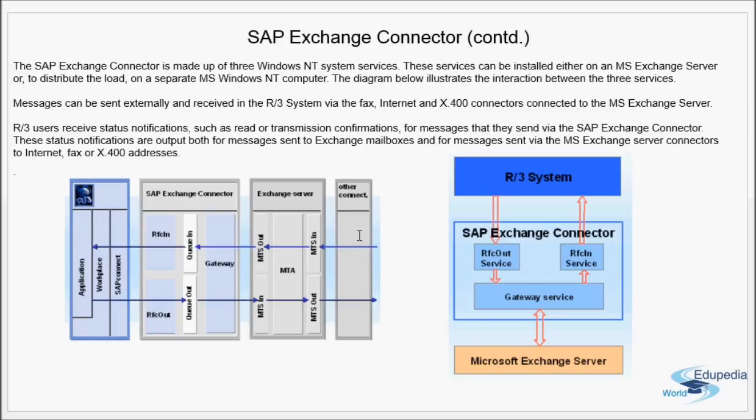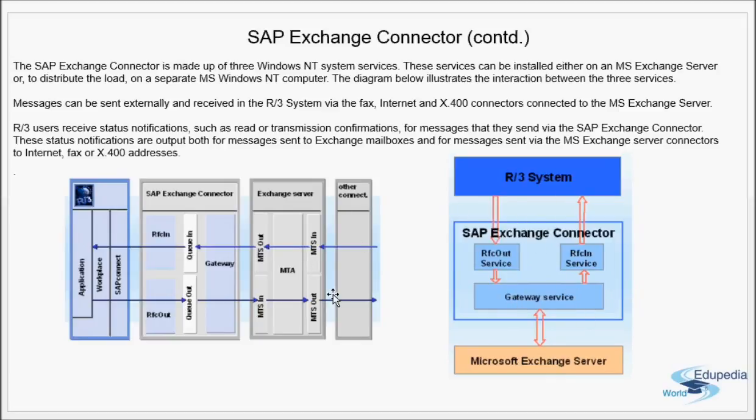So this is what we are actually talking about. We have the R3 system here, we have the Exchange connector, and we have the Microsoft Exchange server here. So using RFCs, the R3 system communicates with the SAP Exchange connector. Using its gateway service, it will connect with the Microsoft Exchange server. So we have the RFC in and the RFC out servers.